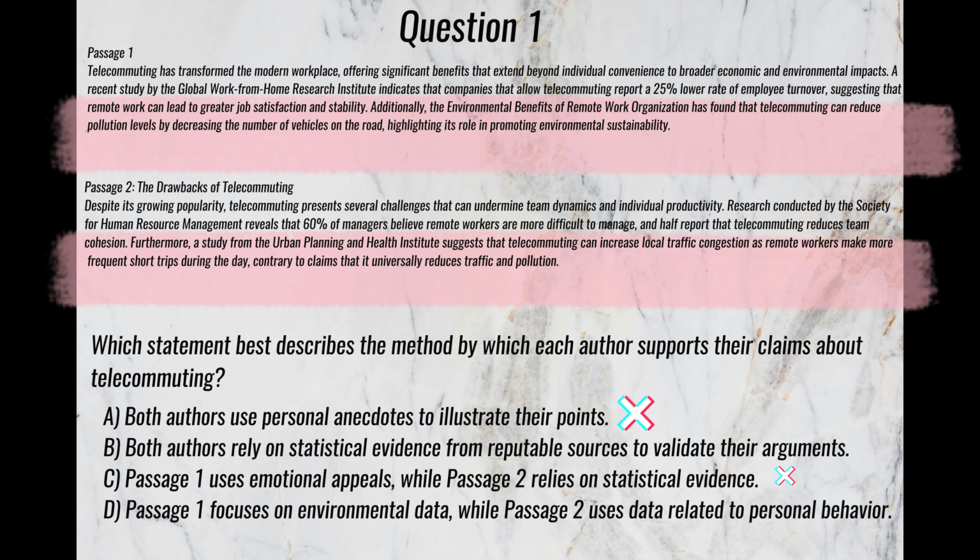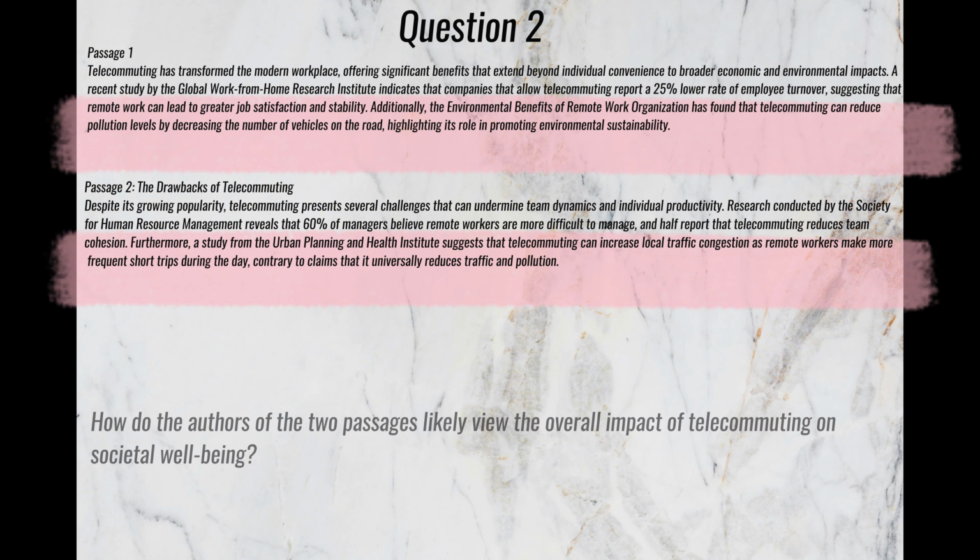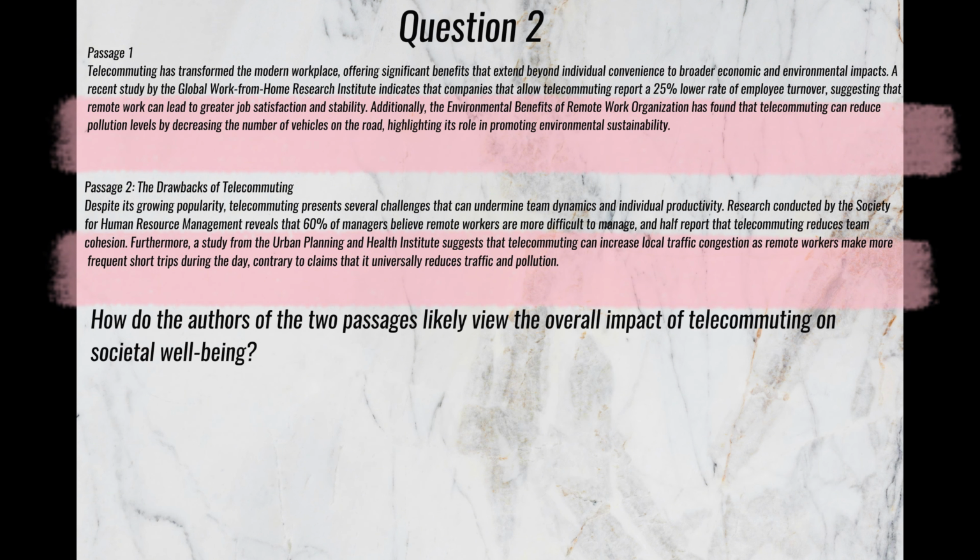Finally, choice D tries to distinguish the types of data used, but it oversimplifies the content. If you guessed choice B as the correct one, then you're spot on. This choice correctly captures the reliance on statistical data to bolster their respective claims about telecommuting. Now, question 2 is particularly intriguing. It challenges us to discern how the authors view the overall impact of telecommuting on societal well-being.